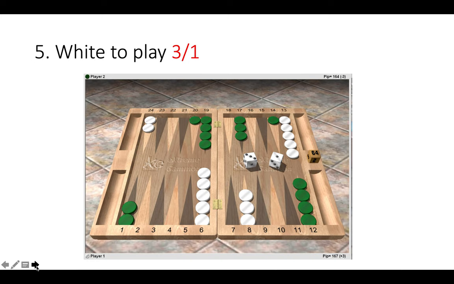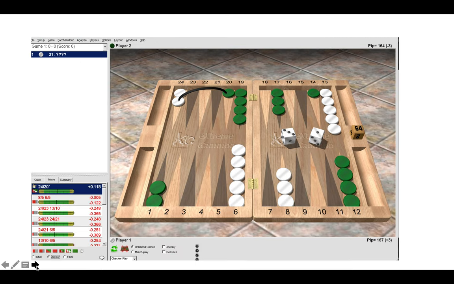Let's look at one final position. White to play 3-1. Again, apply the rationale. Think of the two best moves, and then decide which one is best and why. So here, you would have identified that you could have made the 5 point, or you could have hit loose on the other side of the board.